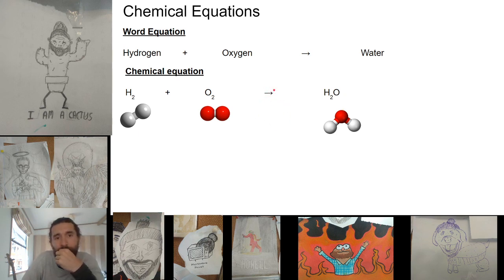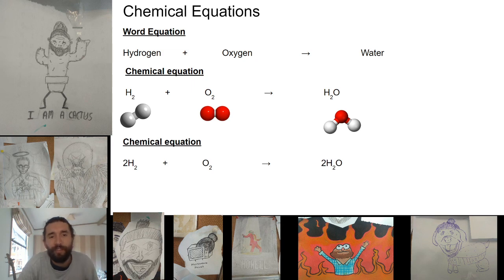So, how many hydrogens do we have on the left of the arrow? 1, 2. How many hydrogens do we have on the right of the arrow? 1, 2. That's good. How many oxygens do we have on the left of the arrow? 1, 2. And how many oxygens on the right? Just 1. So this equation doesn't really make sense because we lose an oxygen. What we have to do is change this equation to make it balanced.